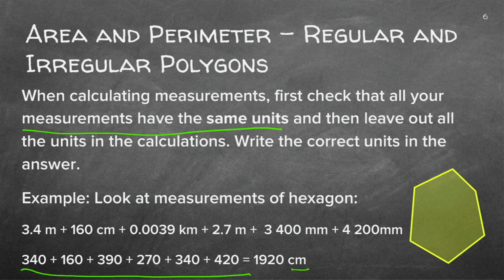Okay, let's see if you can work this with me. To get 3.4 meters to centimeters, you times it by 100. There's the centimeters. To get a kilometer to centimeters, remember it's 1,000 to meters and then 100 to centimeters. A meter to centimeters is times 100. Millimeters is divide by 10. And there we've got our answer.